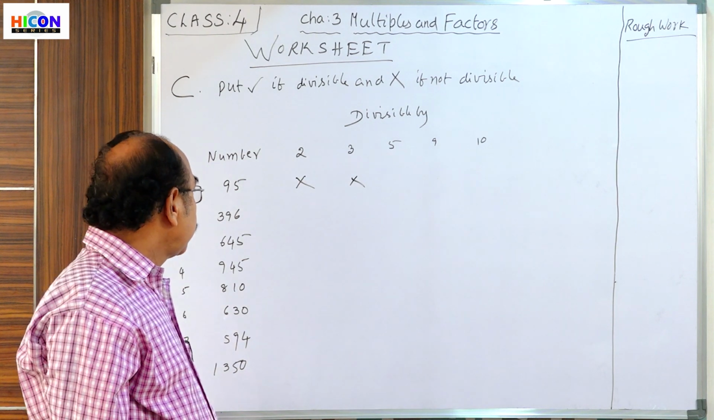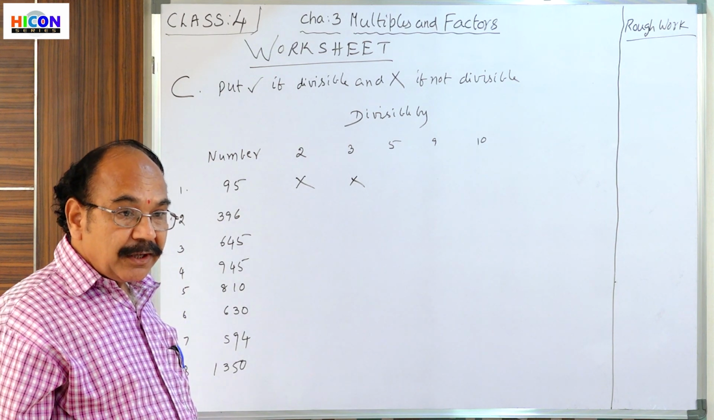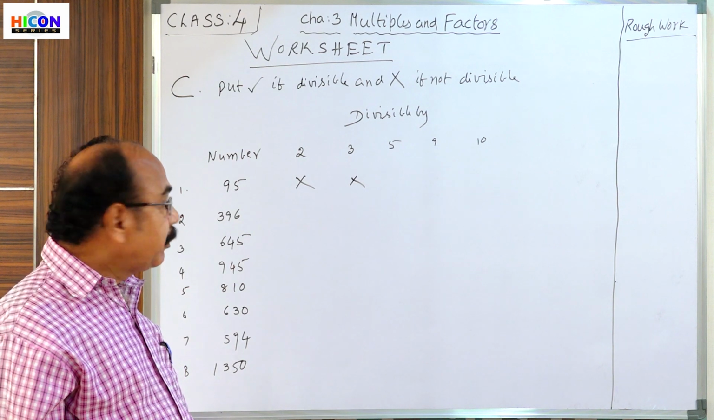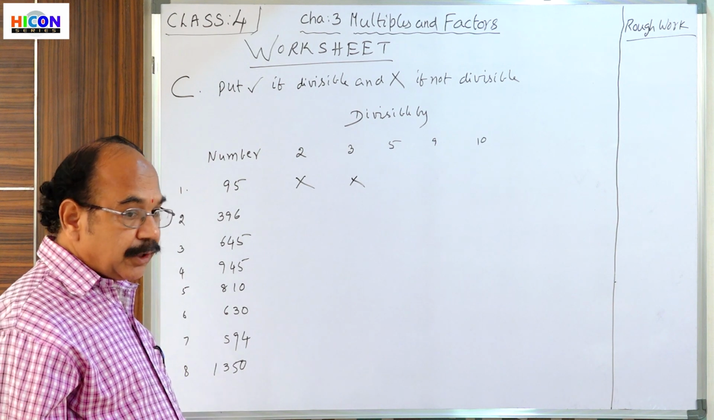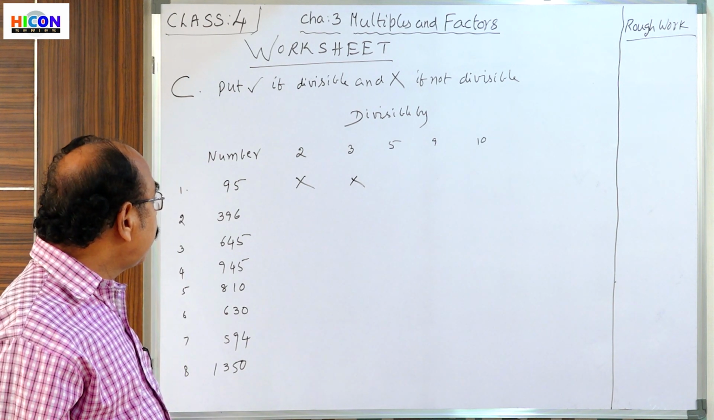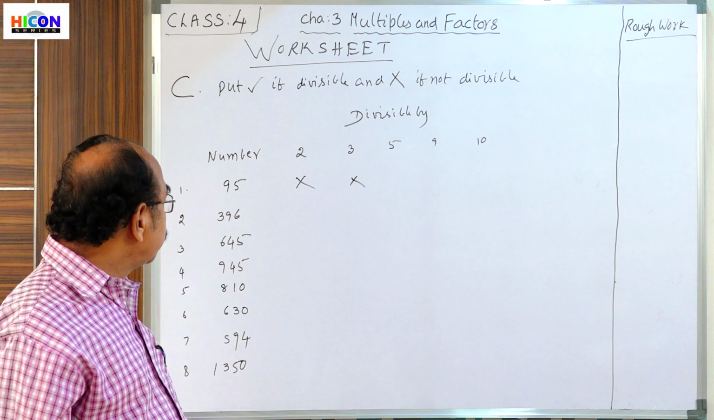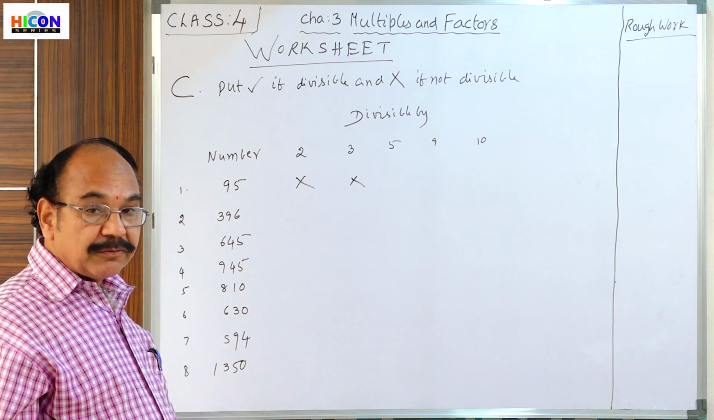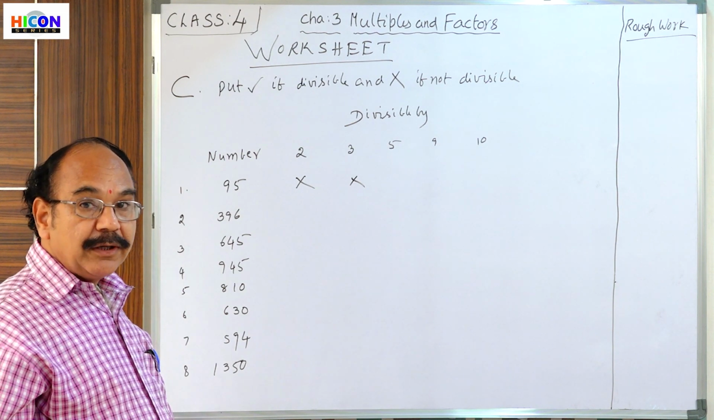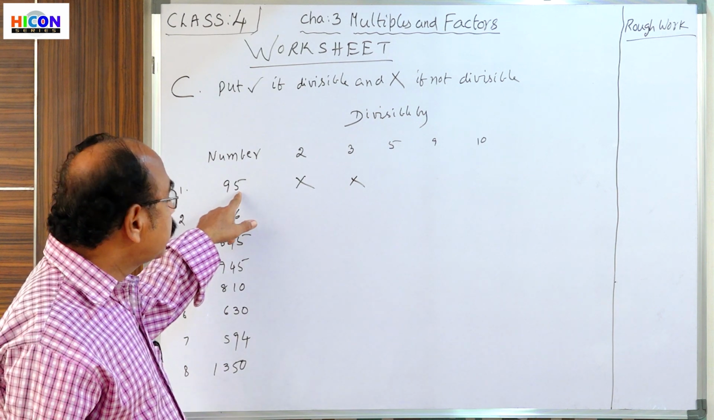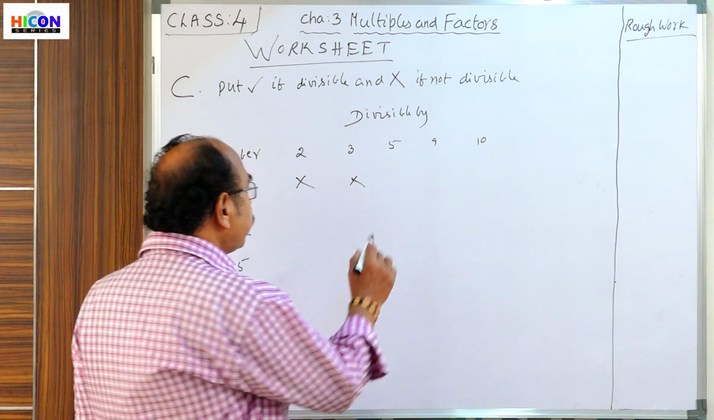Now here 95. Is the number 95 divisible by 5? What do we write here? Yes, we write yes. Why? Because here the units place is 5. What is the divisibility rule of 5? If the units digit of the number is either 0 or 5, then the number is divisible by 5. Okay, children. So here the units digit is 5. So 5 can divide 95. So here what do we write? Yes, we write yes.